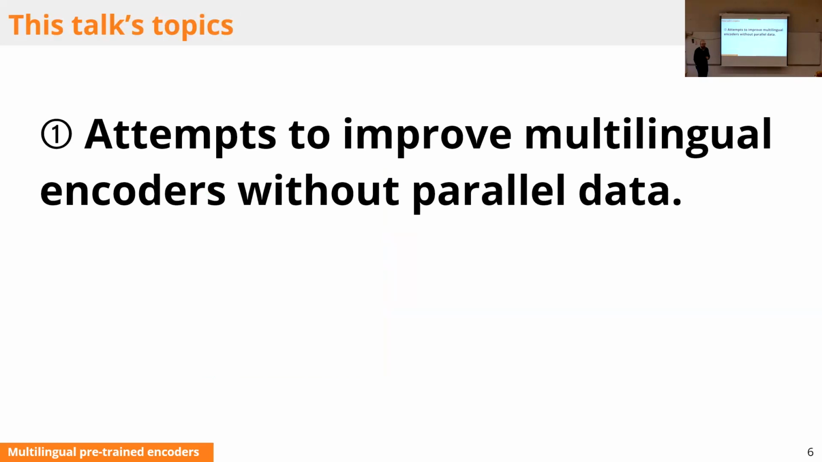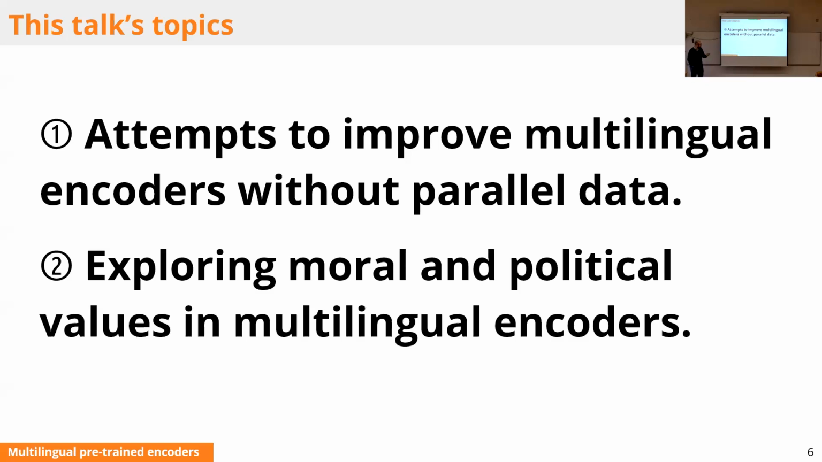And this brings me to the two topics of this talk. The first one is our attempts to improve multilingual encoders without using parallel data. And the second part will be about exploring moral and political values in multilingual encoders.